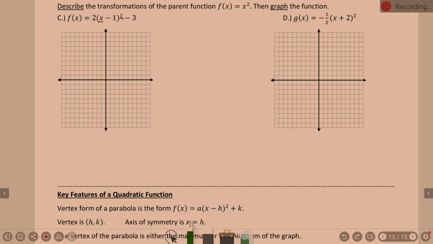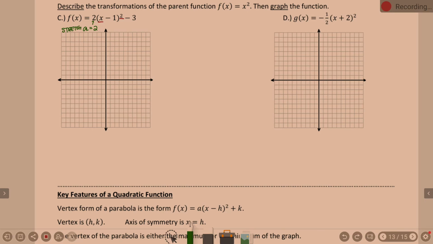There's a 2. What's that 2 going to do out front? Yeah, that 2 out there is going to be a stretch. And I'll write it out in full words down at the bottom. But it's a positive 2, so what do I still know about this parabola? Facing up. Okay, it's going to open up.